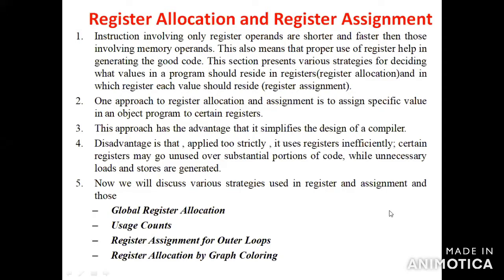Okay, so instructions involving only register operands and memory operands should always be faster and shorter, because the proper use of register operands and memory operands is used to generate good code. The most commonly used strategy for register allocation or assignment is to assign a specific value to a specific register.